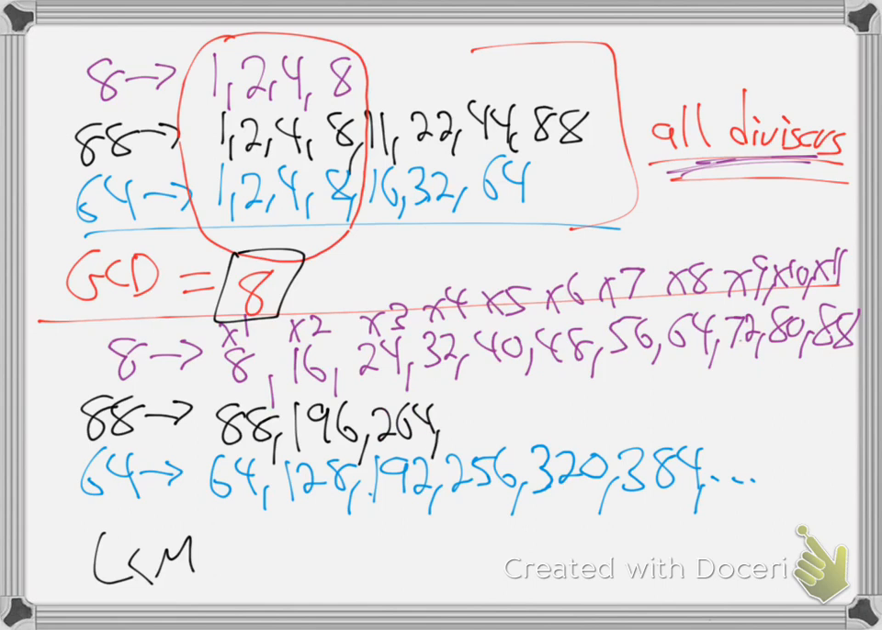Times 4, 352? Is that right? 88 times 4? Yeah. And 88 times 5 is 440. Do you see any overlap between the bottom 2 lists? The black and the blue? I don't see anything match yet, do you? No. It doesn't match till 704.